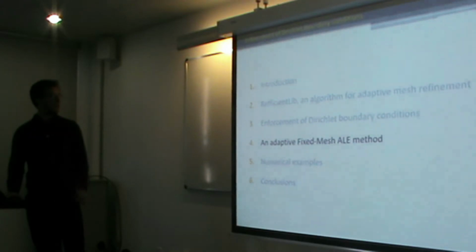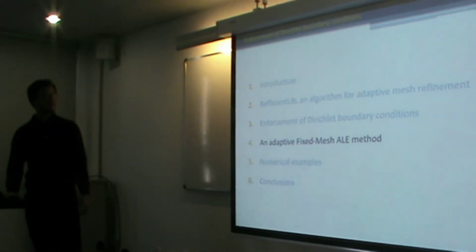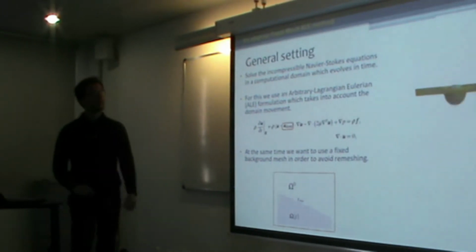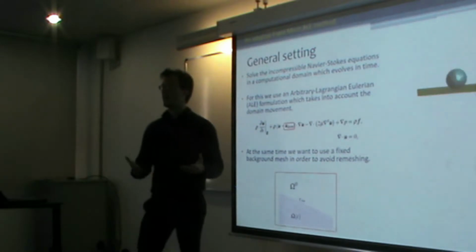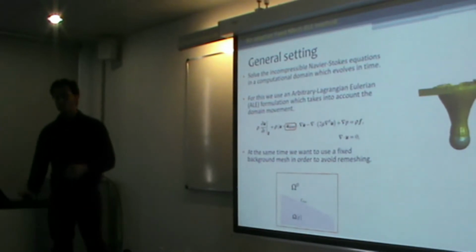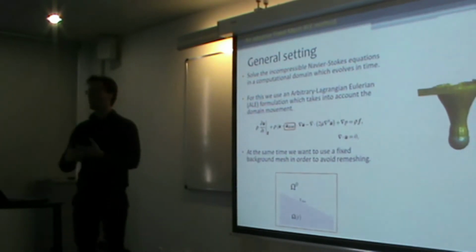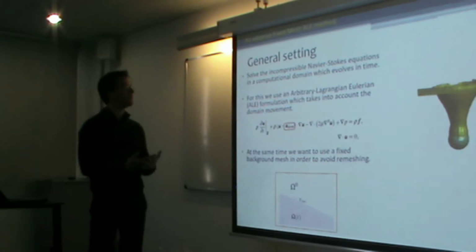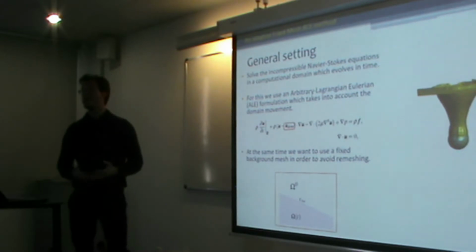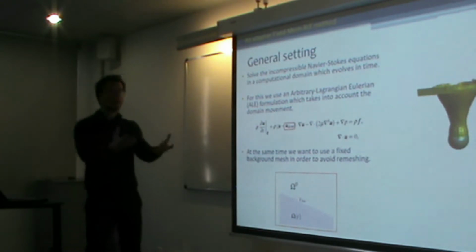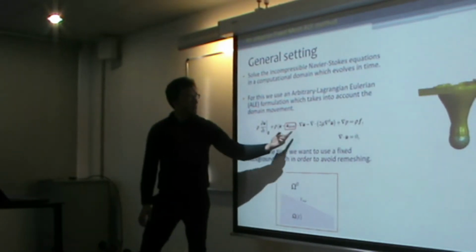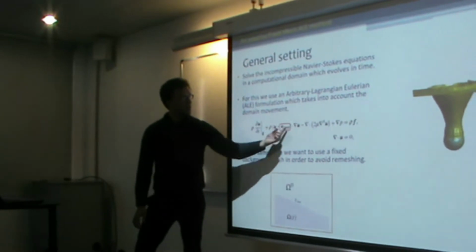And then the third ingredient is the adaptive fixed mesh ALE method. The idea is that we want to solve problems like this in which our domain will evolve in time. As this domain is evolving in time, we need to use a formulation which is capable of dealing with this, and this is an ALE formulation, an arbitrary Lagrangian Eulerian formulation. Basically, when you introduce this kind of formulation in the incompressible Navier-Stokes equations, the main difference with respect to the original equations is that you need to take into account the deformation of the domain in your convection velocity.